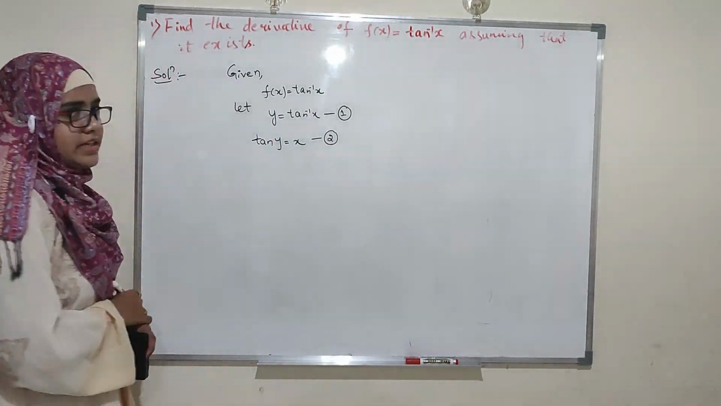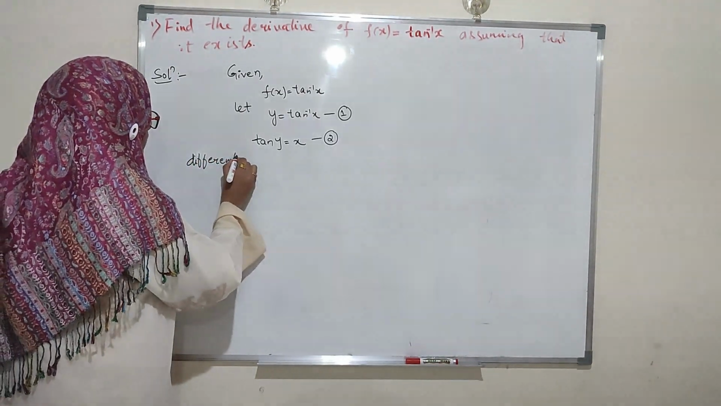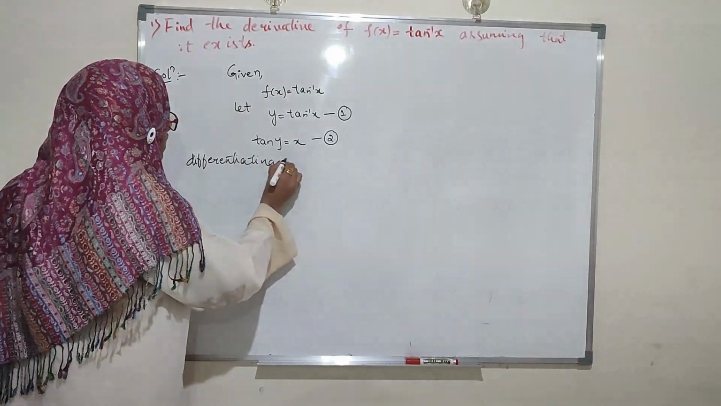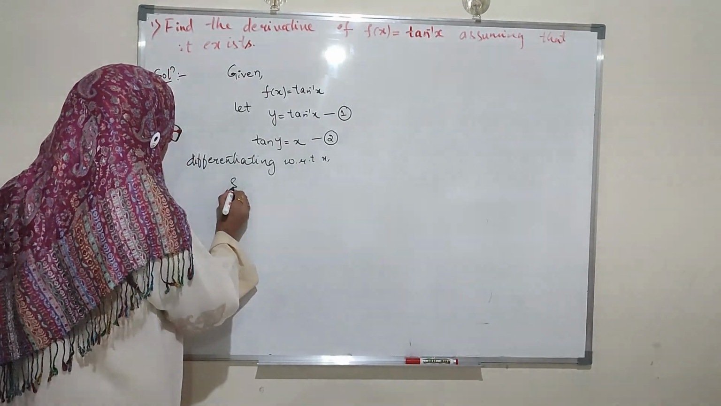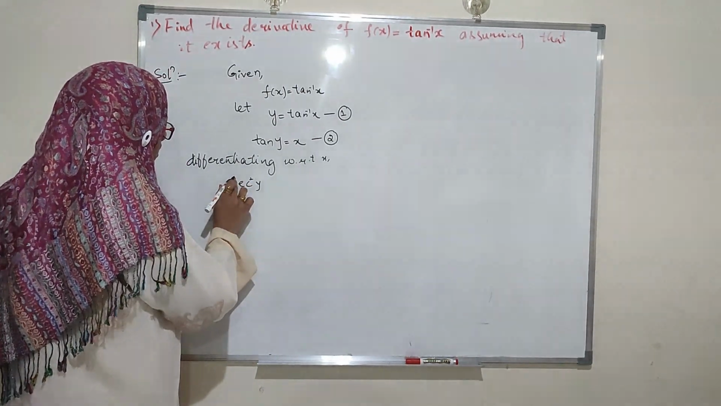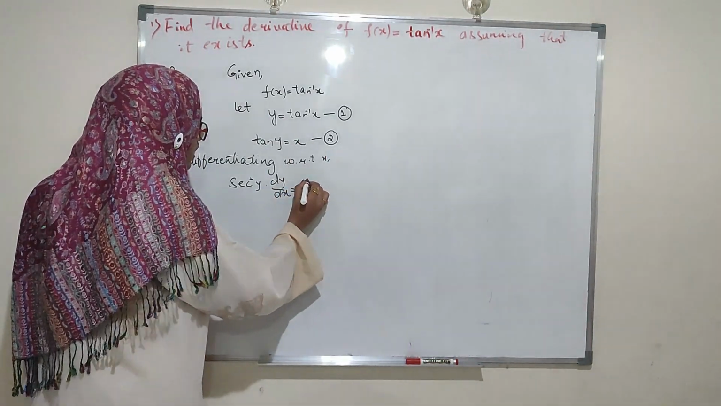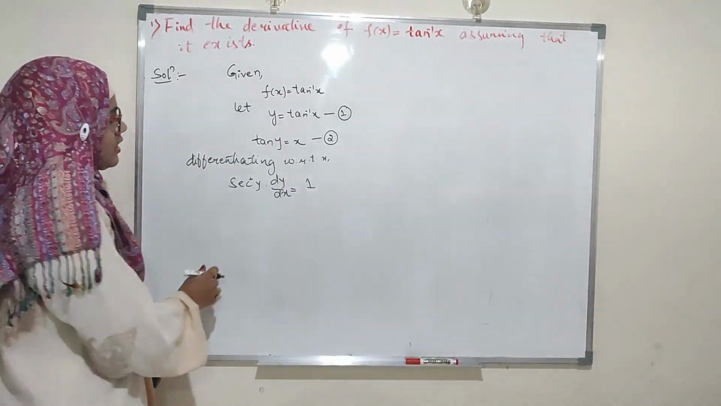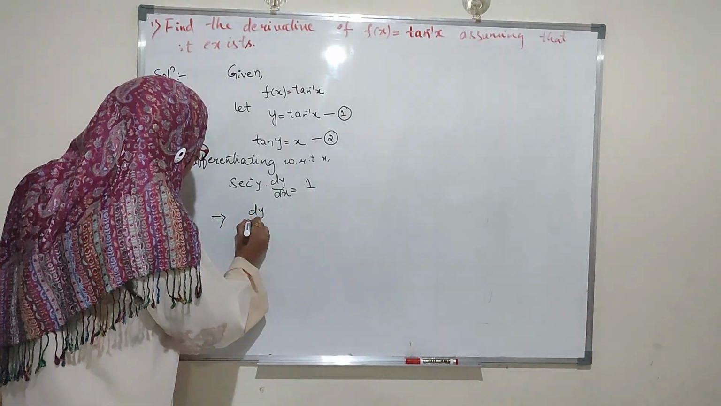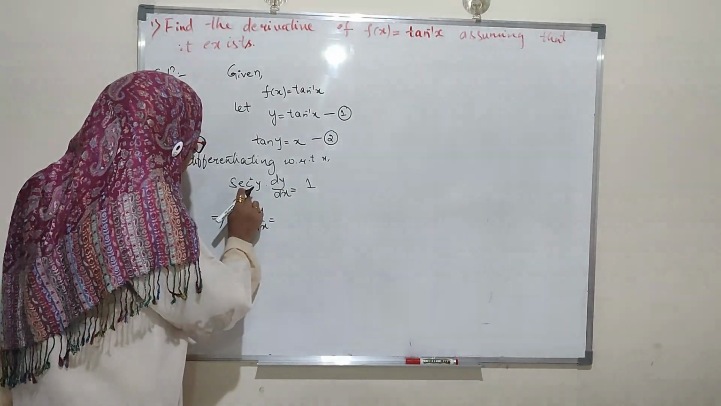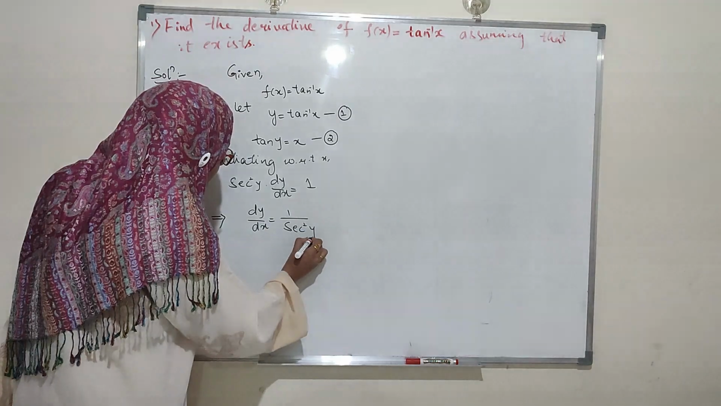Now differentiating this with respect to x, we get tan y differentiation is sec square y into dy by dx, and x differentiation is 1. So this implies we want to find dy by dx here, that's why I am writing dy by dx separately. Then sec square goes to the denominator: dy by dx is 1 divided by sec square of y.